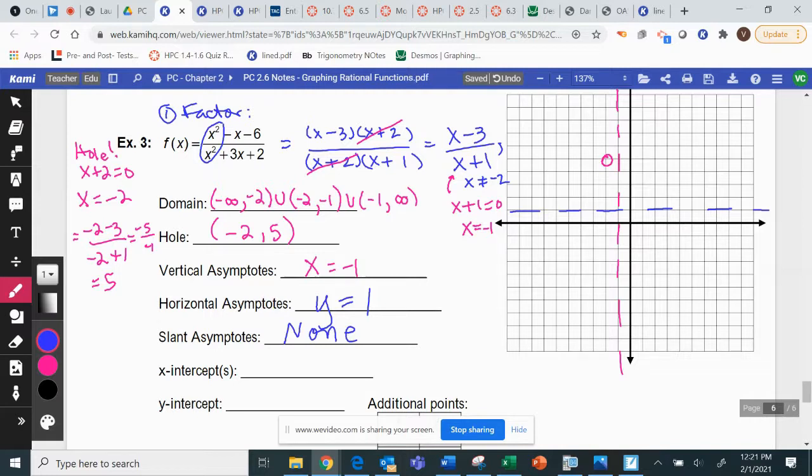To find the x-intercepts, I'm going to use the simplified equation, not the original. I'm going to set x minus 3 equal to 0, the top. X-intercept at 3, 0. For the y-intercept, we will take the simplified version, x minus 3 over x plus 1, and plug in 0 for x. And I will get -3.